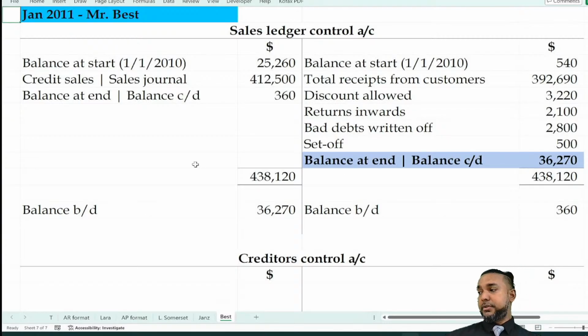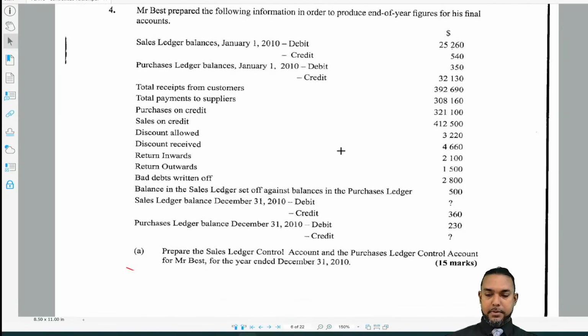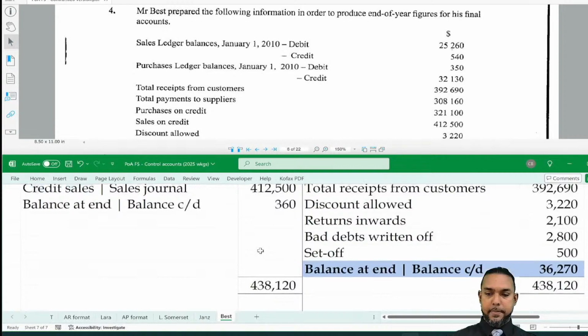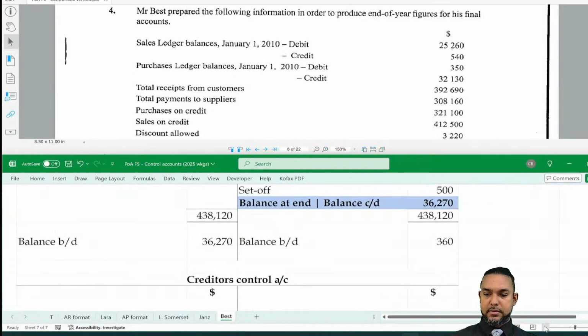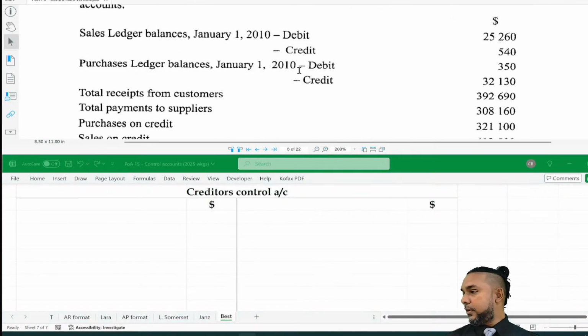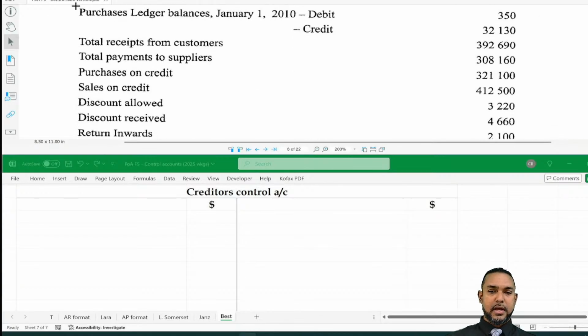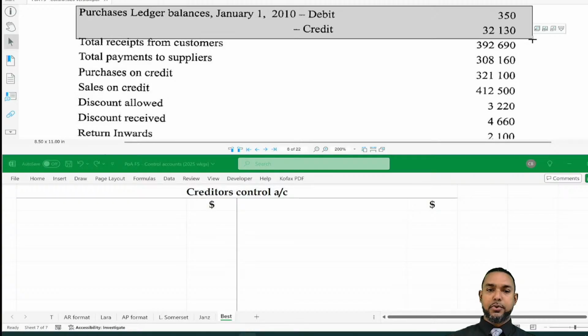All right. So now we want to do the complement to this, which is the creditors control. So let's go back to the question. We'll put it to the top, and we'll put this below here. All right, cool. So let's identify the items with which we're working. So again, with the purchases ledger control account, the creditors control account, right?